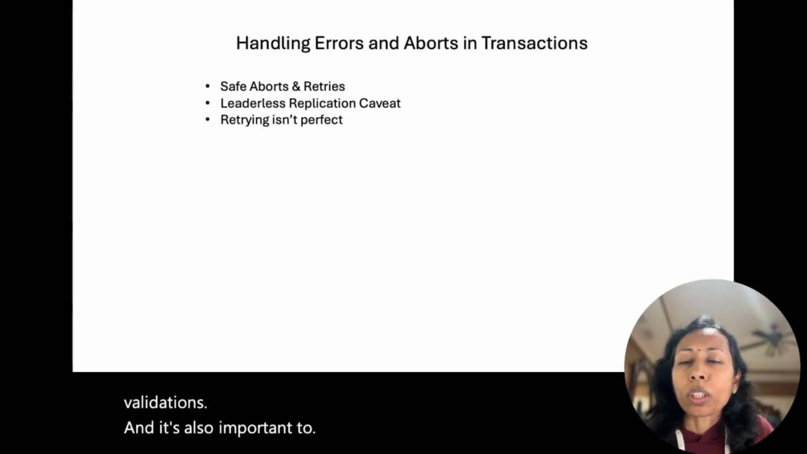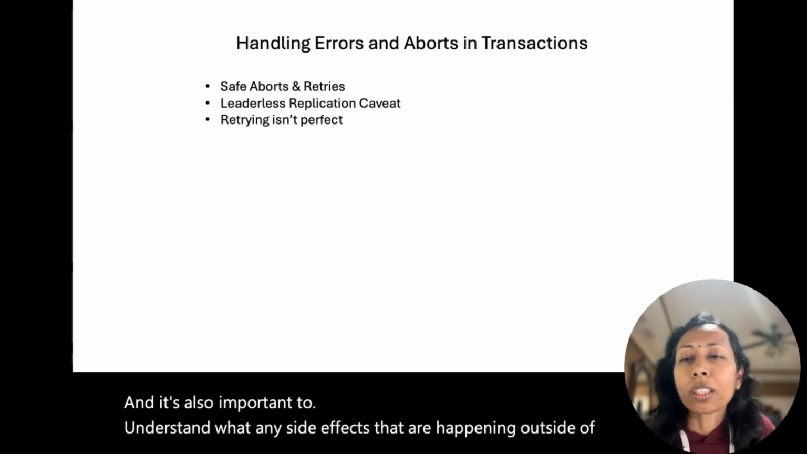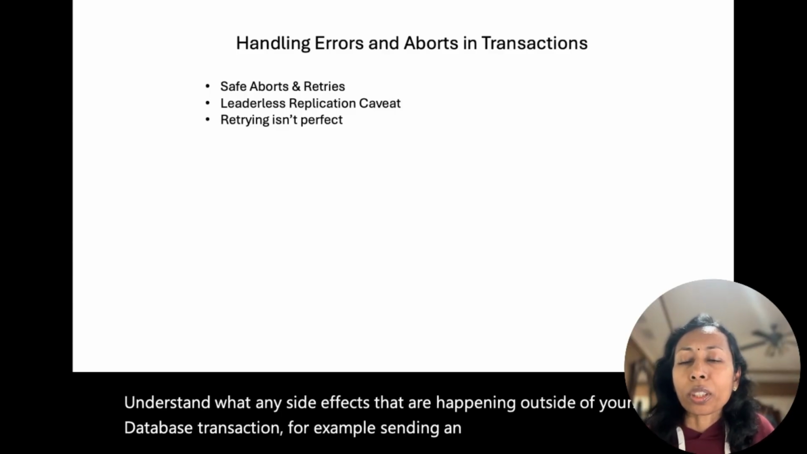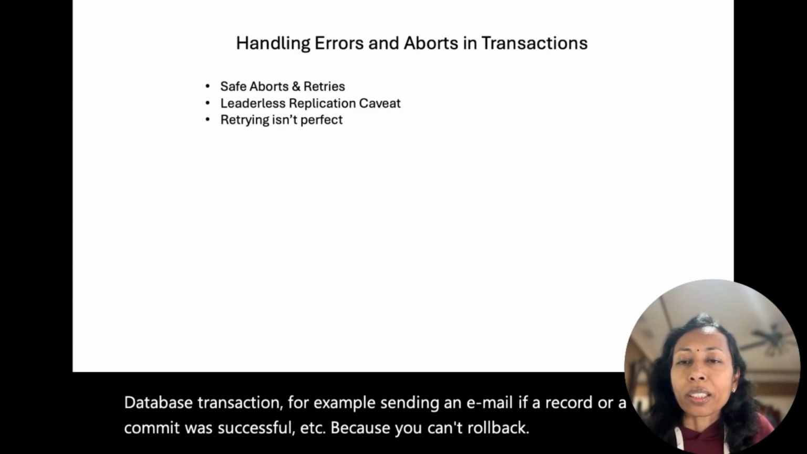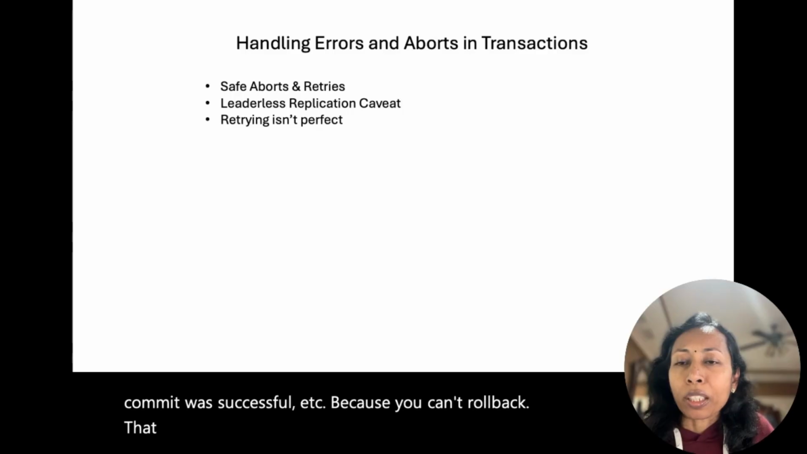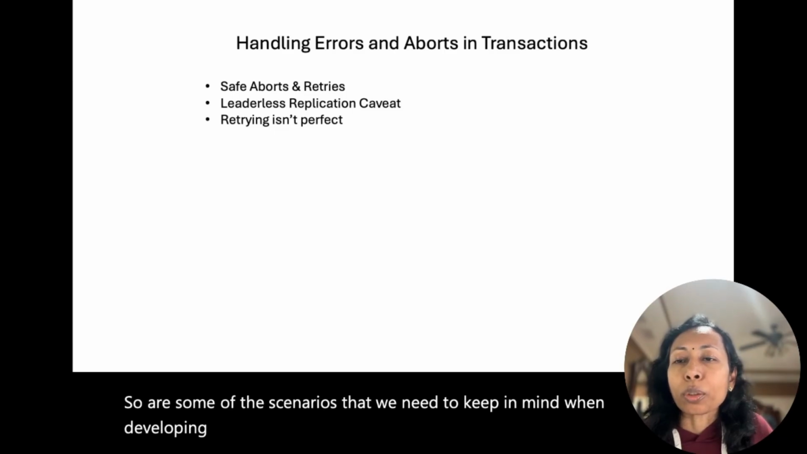And it's also important to understand any side effects that are happening outside of your database transaction. For example, sending an email if a record or a commit was successful, because you can't roll back the activity of sending an email. So these are some of the scenarios that we need to keep in mind when developing applications around databases.